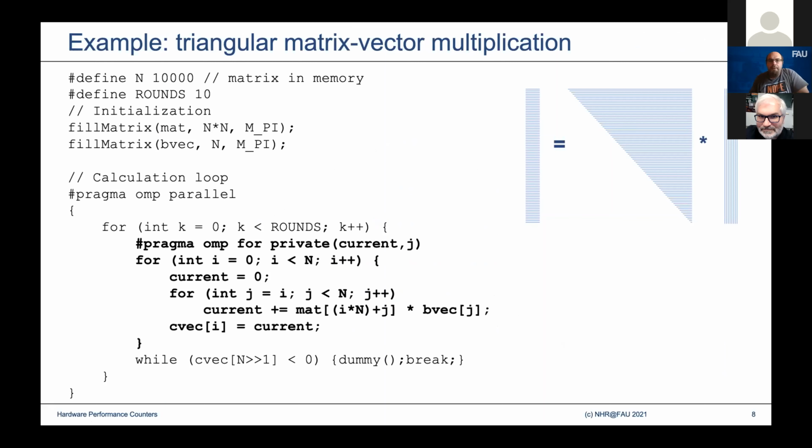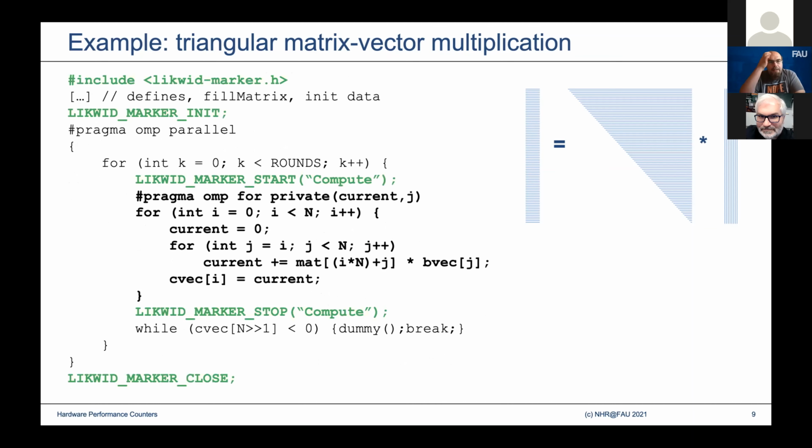So here's a simple code example. It's a triangular matrix vector multiplication in double precision in that case. So we have a parallel region here, and then we run the main kernel loop multiple times, k rounds. And here we do the matrix vector multiplication, but we don't do a quadratic or full matrix vector multiplication. We only do a triangular one. So here the j is starting at i.